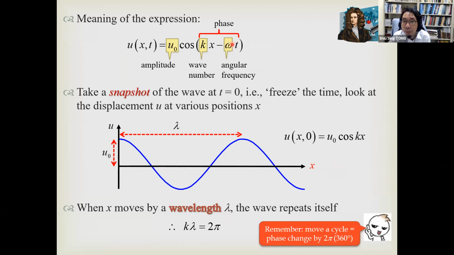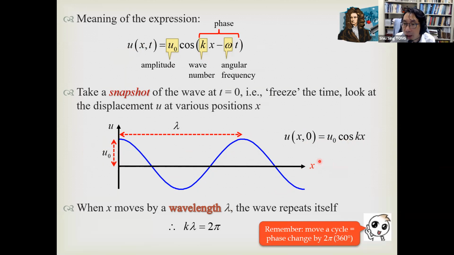Now, when I put t equal to 0 here, the term omega t does not appear. So the wave at time 0 is u naught cosine kx, which is simply a cosine curve. The cosine curve looks like this, with maximum value equal to u naught at x equal to 0, and it repeats itself with a wavelength lambda.